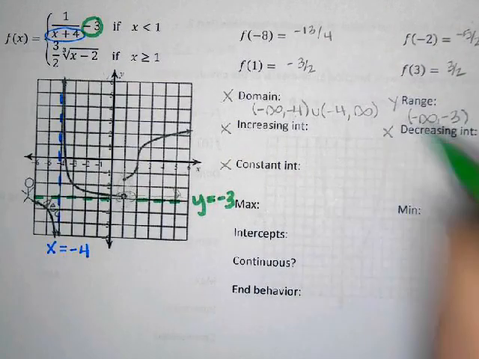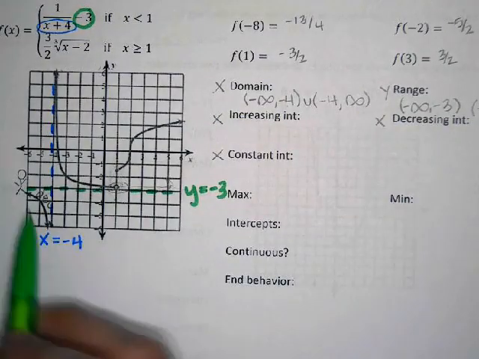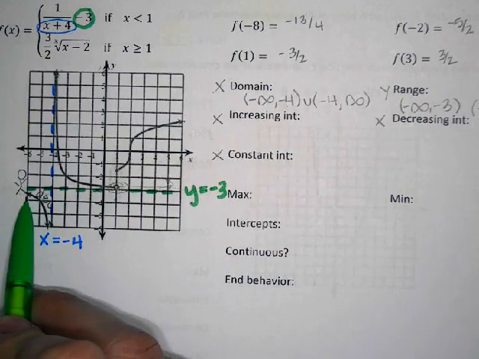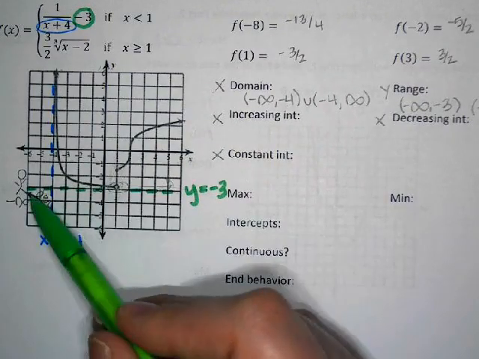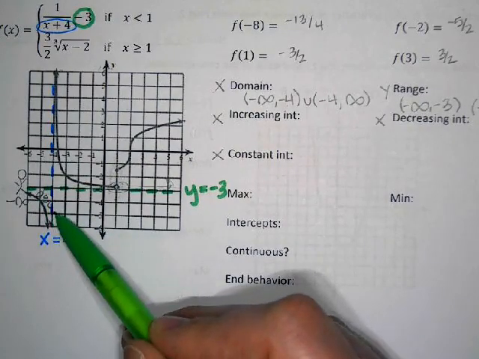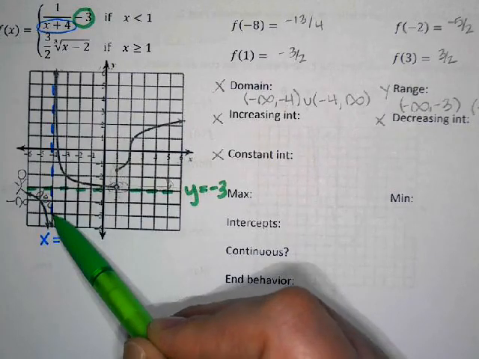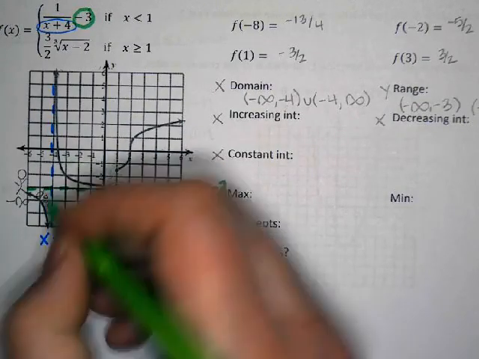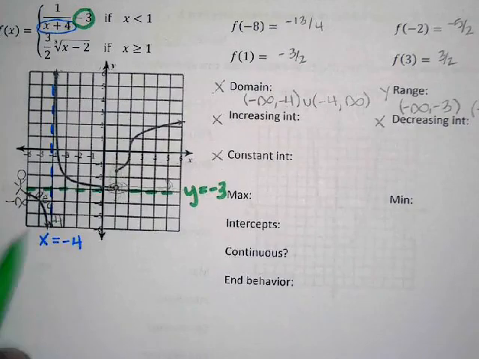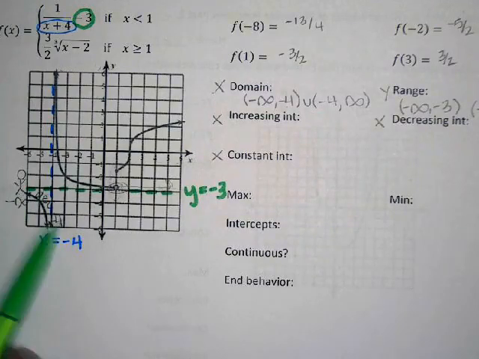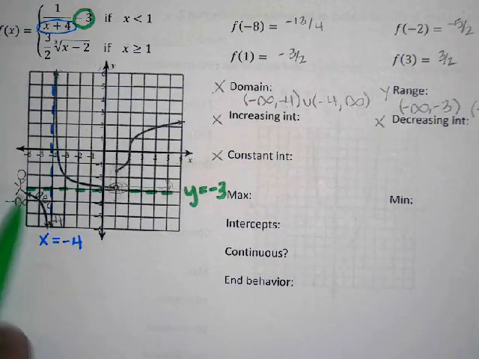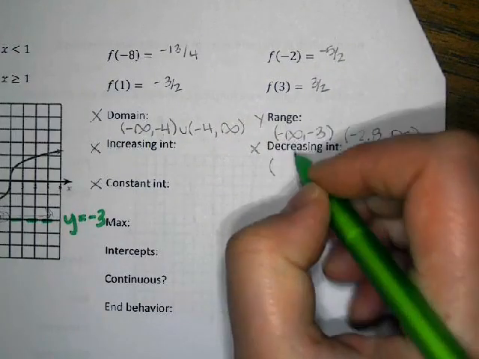So he starts at a left arrow. And what number do we use for a left arrow? Negative infinity. And he is decreasing, and what is the x value right here of this asymptote? Negative 4. Okay, so he is decreasing from here to here, and so what am I going to write for my interval? Negative infinity to negative 4.